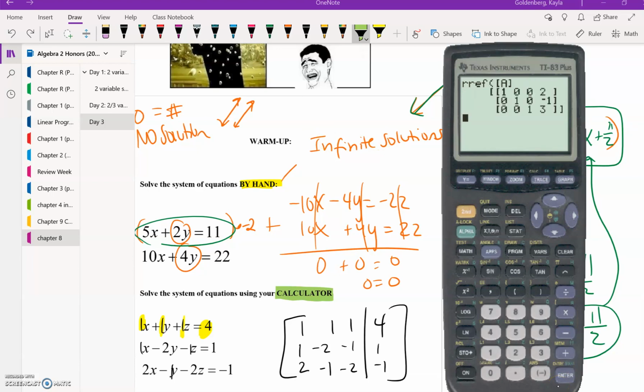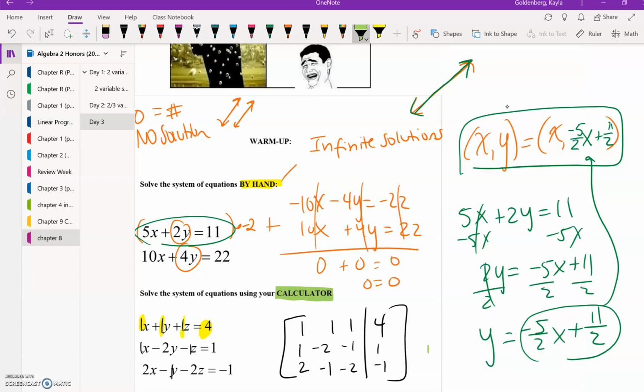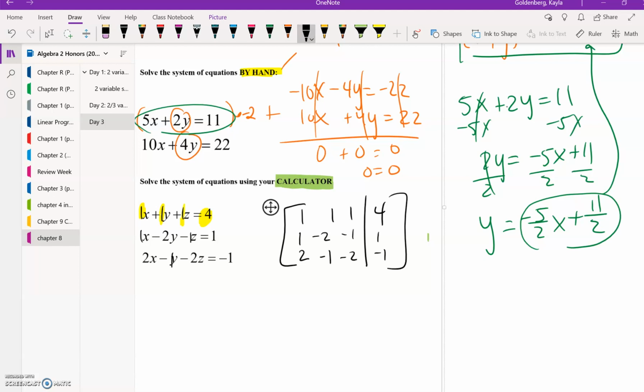So what this reduced row echelon form means is the first row is saying 1x plus no y's plus no z's equals 2. And that means x equals 2. Second row is saying 0x plus 1y plus no z equals -1. That means that y is equal to -1. The last one is saying no x plus no y plus 1z equals 3. So that's saying z equals 3. So let's see, 2, -1, and 3. So I'm going to write it out like that. So 2, -1, and 3.